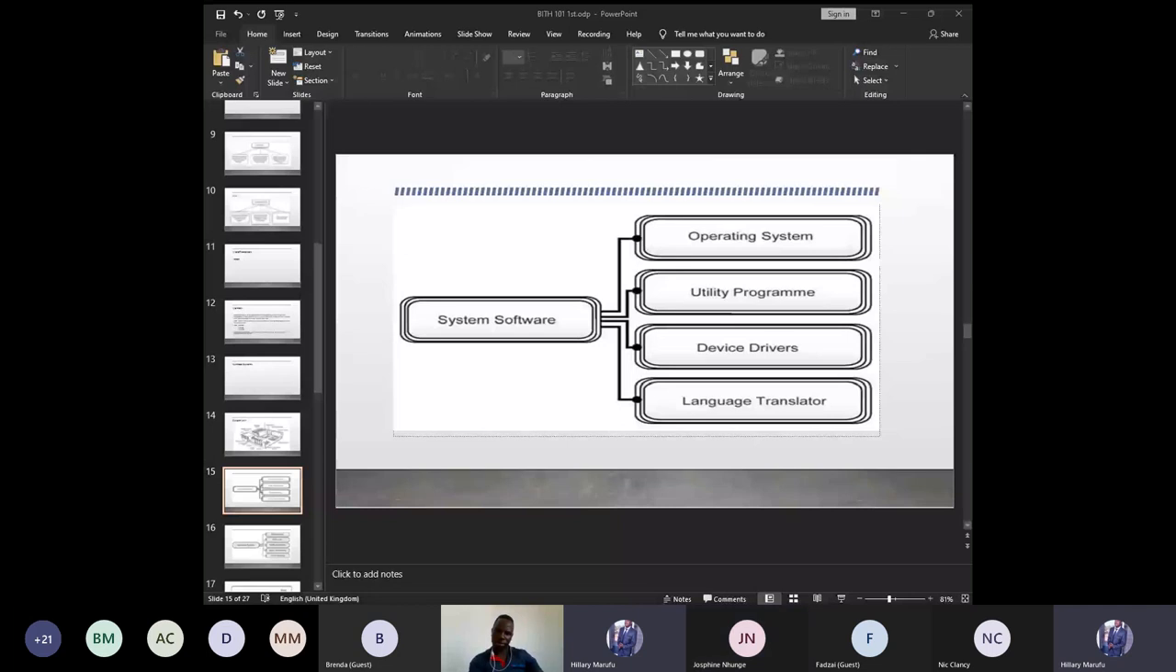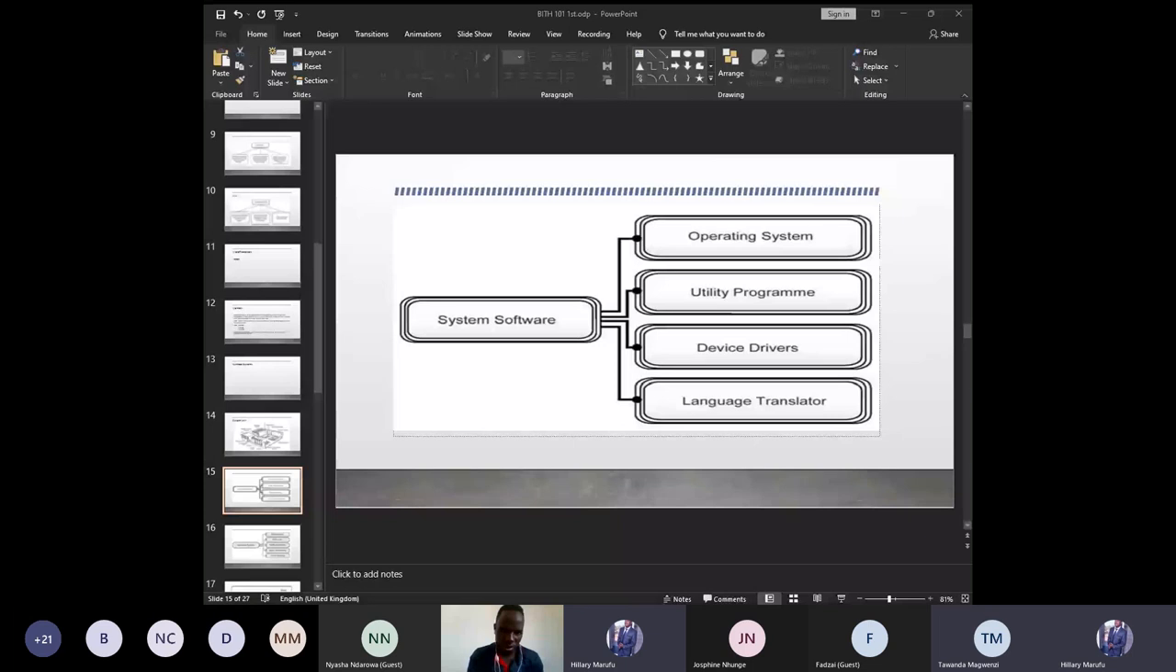Device drivers. Okay. You are right, by the way, Madam Brenda. My utility software. Device driver. Tawanda, device driver. Device drivers, I think these are software which allow input and output devices to communicate.